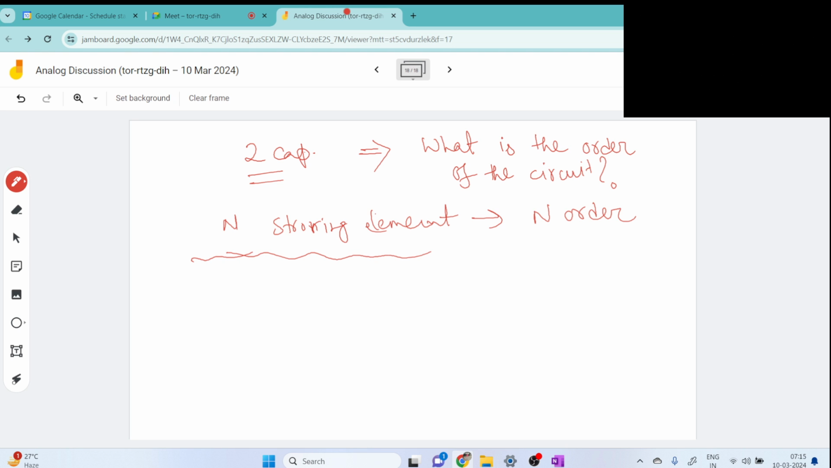This should be written like the following. There should be n number of independent storing elements or independent state variables. Okay, independent state variables, n number of. Then we can directly comment that the order of the circuit is n. Back to page number 17.